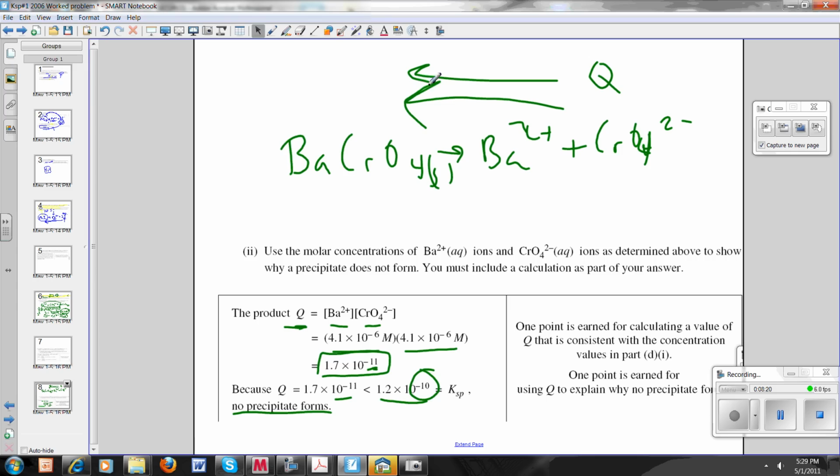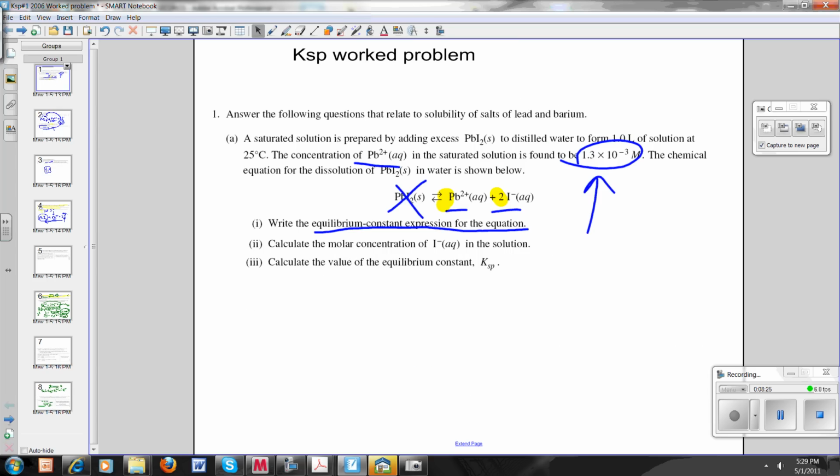So basically, that's how a Ksp problem is done. Key things to remember when you're doing a Ksp problem: write the expression. They're going to ask you to figure out one of the ions. Whichever ion they give you, what drives it is the ratio between them. This was a 1:2 ratio. They gave me the value of lead, so I had to double it to get the other one. Had they given me the I minus value, I would have had to divide it to get the Pb or the S value and plug it in.